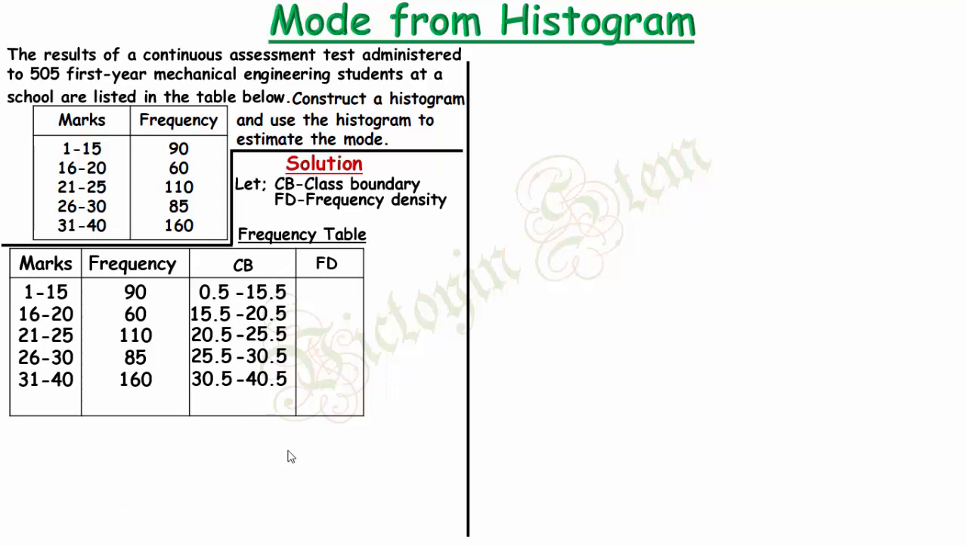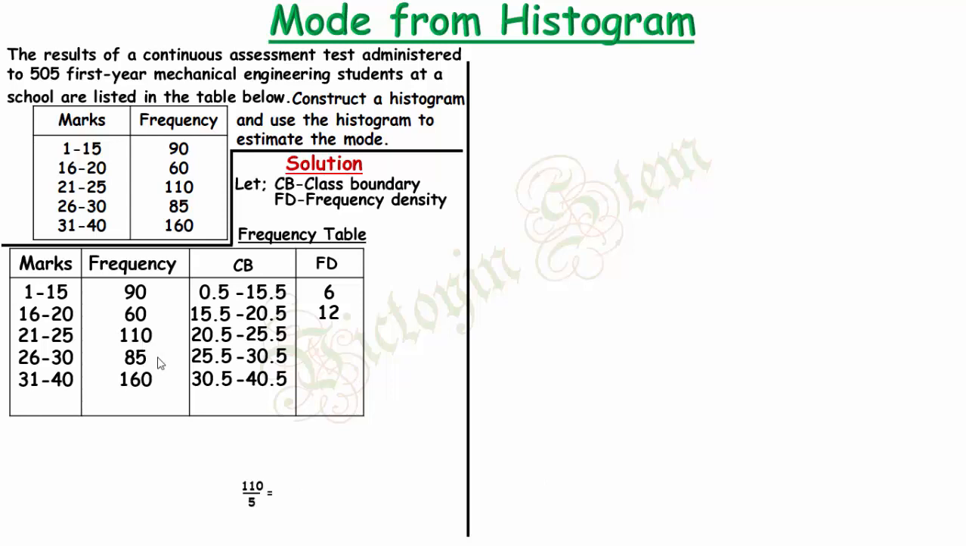To get the first value under the frequency density column, I'll write out my 90 divided by 15, where 90 signifies the frequency of the first class and 15 signifies the class width of the first class. This boils down to 6. So I'll write out my 6 under the frequency density column. I'll clean this up. The next value is 60 divided by 5, where 60 is the frequency of the second class and 5 is the class size or the class width of the second class. This boils down to 12. I'll write out my 12 here and then I'll clean this up.